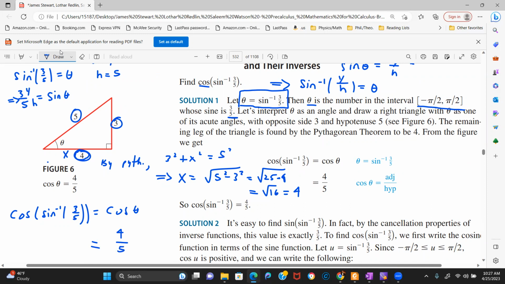So cosine of sine inverse of 3/5 is cosine of theta, some angle theta. We don't know exactly what it is. Doesn't matter. But based on this triangle where the one angle is theta, we can work out what cosine of theta is. It's going to be 4/5. It's going to be the adjacent divided by the hypotenuse.